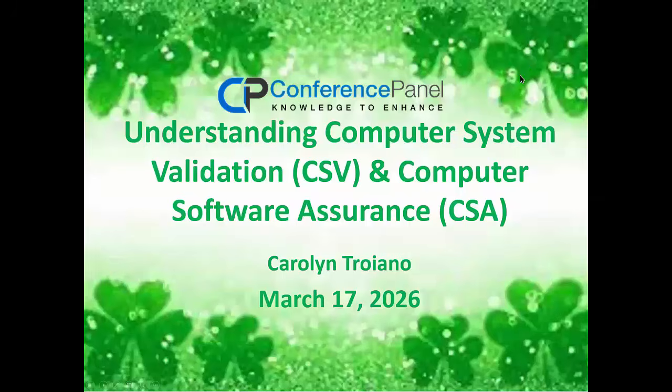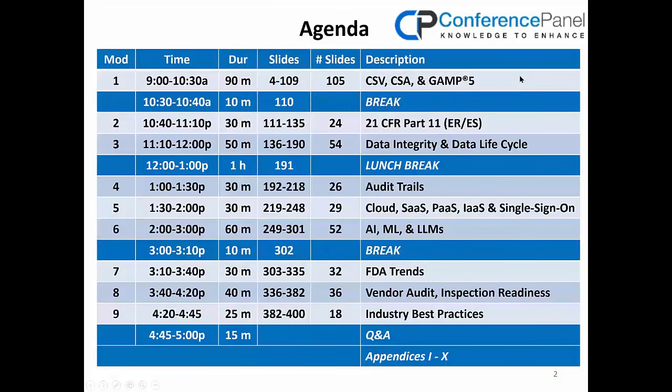So on our agenda, we're going to talk in the first module about CSV, CSA, GAMP 5, second edition. In the second, after a short break, we'll talk about 21 CFR Part 11, electronic records and signatures. In Module 3, data integrity and data life cycle, we'll talk about different ways that you can make sure you're compliant. And then we'll have a lunch break for an hour from 12 to 1 Eastern Time.